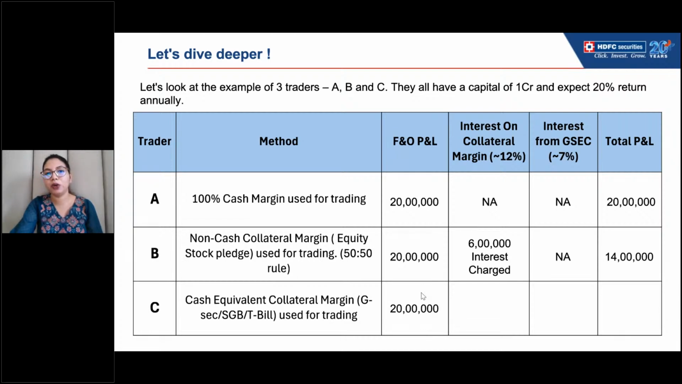He traded into F&O. Now he made the 20 lakh ka profit into F&O, and here he is not losing out anything, correct? But because he has this investment into the government securities and gold bonds, he is getting 7 lakh of interest on that investment, and ultimately what he is left with? 27 lakh profit, correct? So this is the difference between using your own money, or having the equity stock pledge, and having the cash equivalent collateral margin.